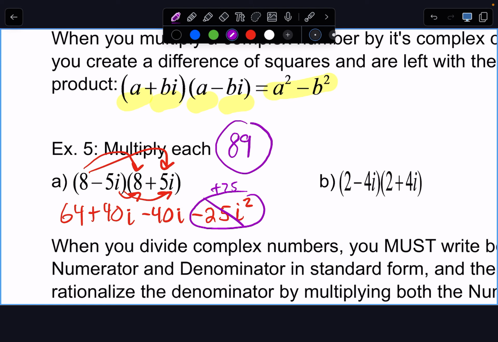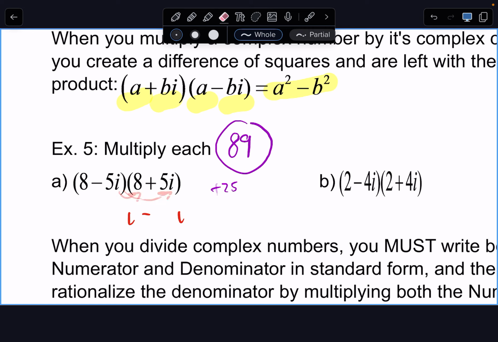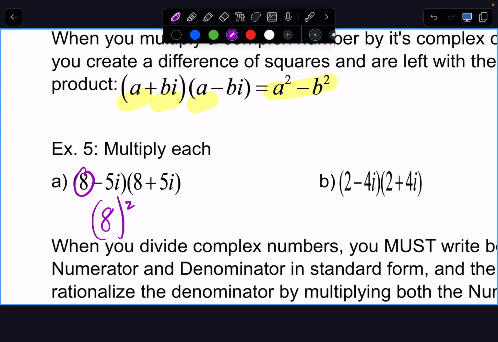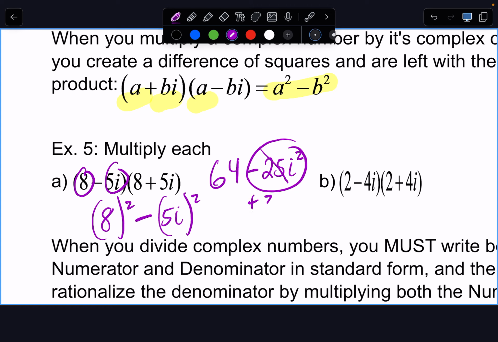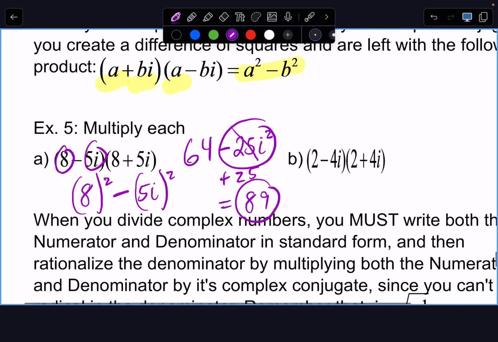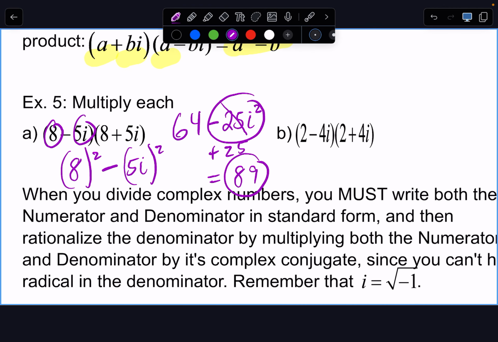Moto, how would you do that using your little difference of squares formula? Very easy. Check it out. You would go first term squared minus second term squared. That's 64 minus 25i squared, which becomes positive 25, which then goes to 89. Pretty simple. Not bad, right? 2 minus 4i times 2 plus 4i. Well, I'm going to, me personally, take first term squared minus second term squared.